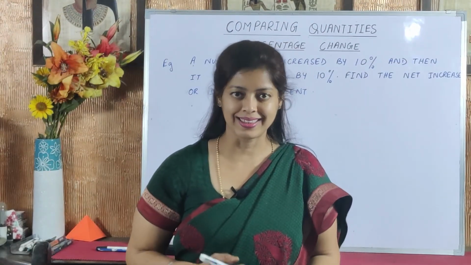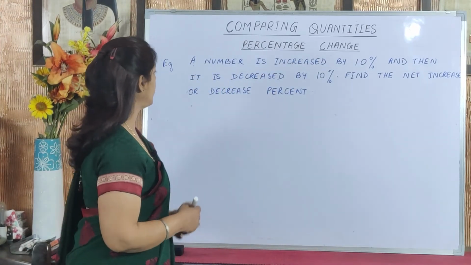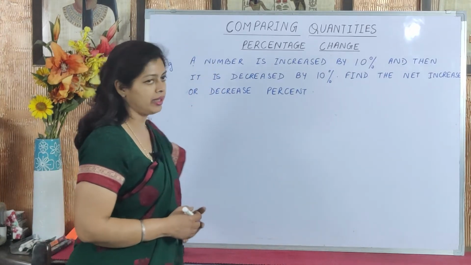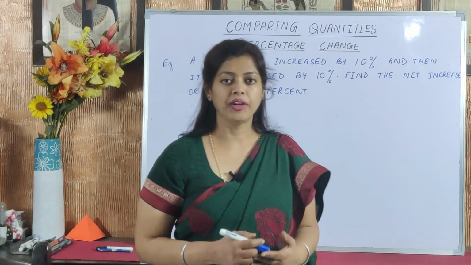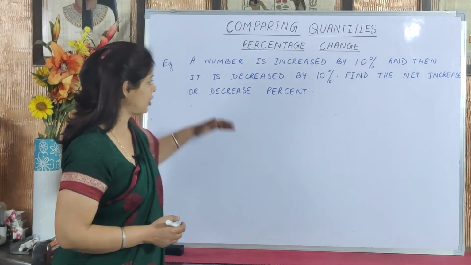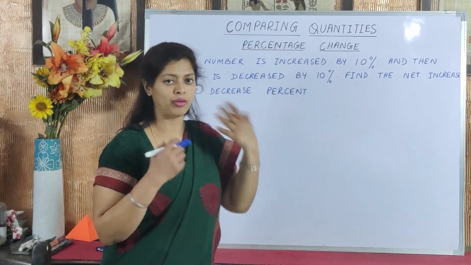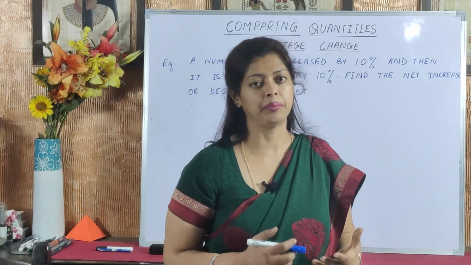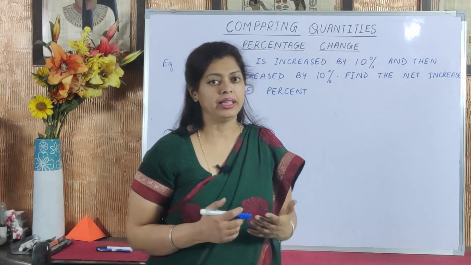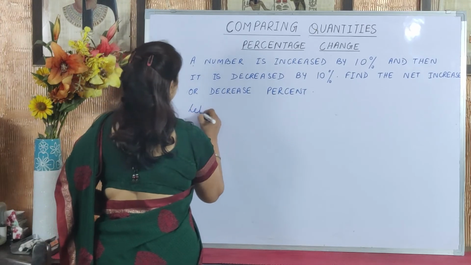Now here's an interesting example. A number is increased by 10% and then it is decreased by 10%. Find the net increase or decrease percent. So here we are not given the original number. We can take the original number as 100. So first we have to see, initially the number is increased by 10% and then whatever number is obtained, that is decreased by 10%. So we have to see what is the net increase or decrease and then find the increase or decrease percent.